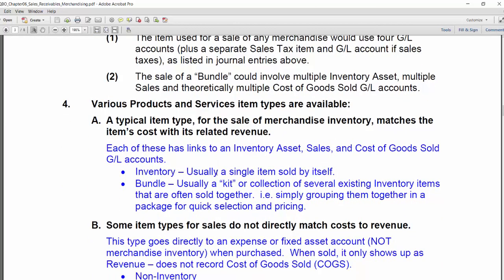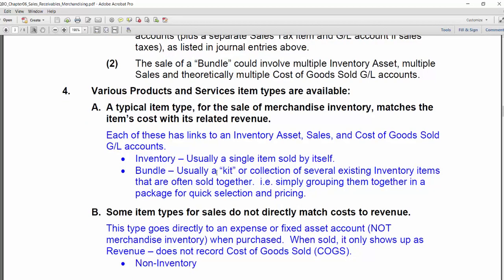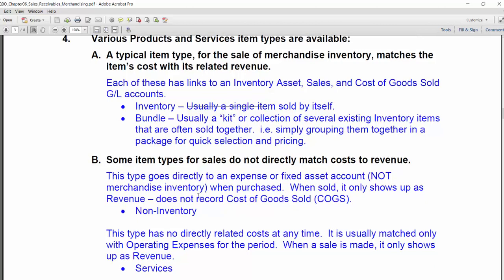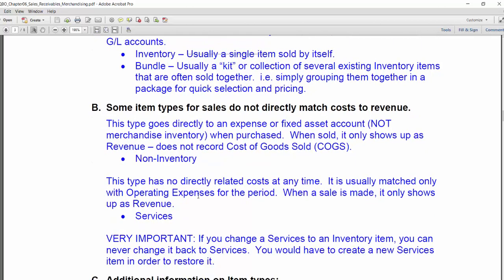When you set up products or services, there are several different item types. The sale of merchandise inventory usually will be inventory asset, the income account, sales account, and the cost of goods sold account connection. And inventory is usually just one single item by itself. A bundle is a collection of several different items and kind of grouping them. And some items that you sell don't do any matching of costs, so they have no inventory account connected with them. That would be non-inventory and services.